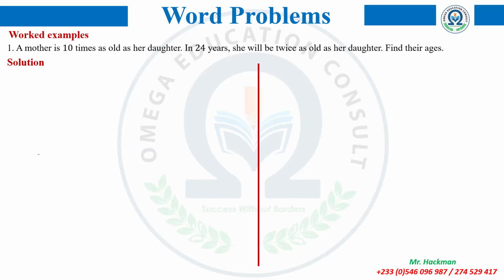A mother is 10 times as old as her daughter. In 24 years, she will be twice as old as her daughter. Find their ages.